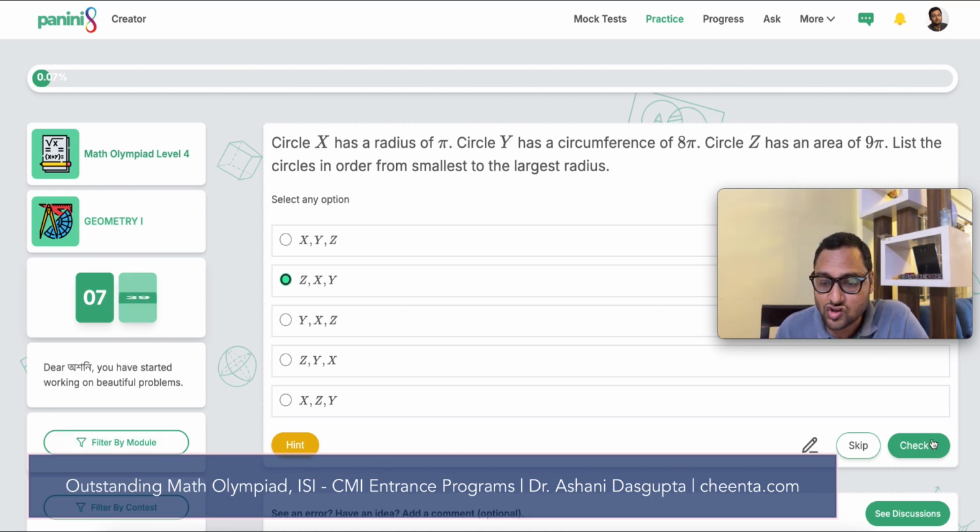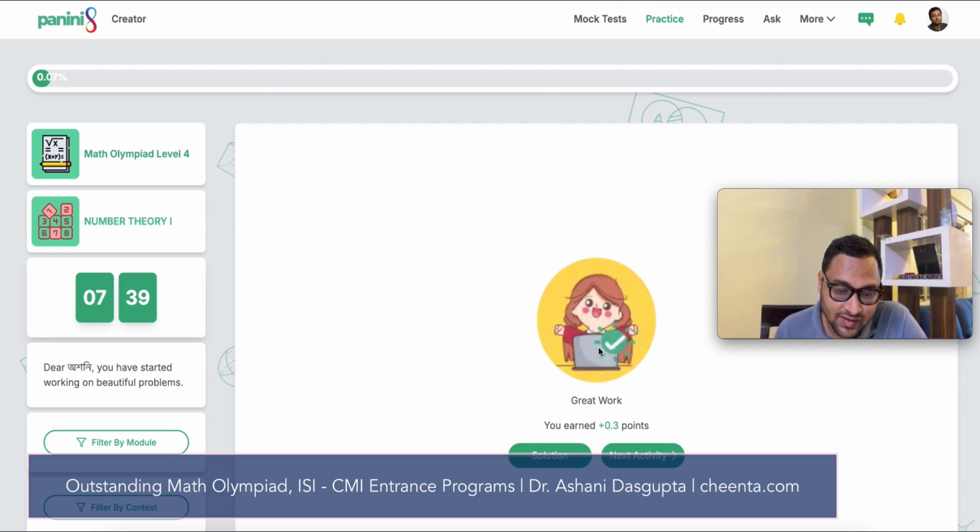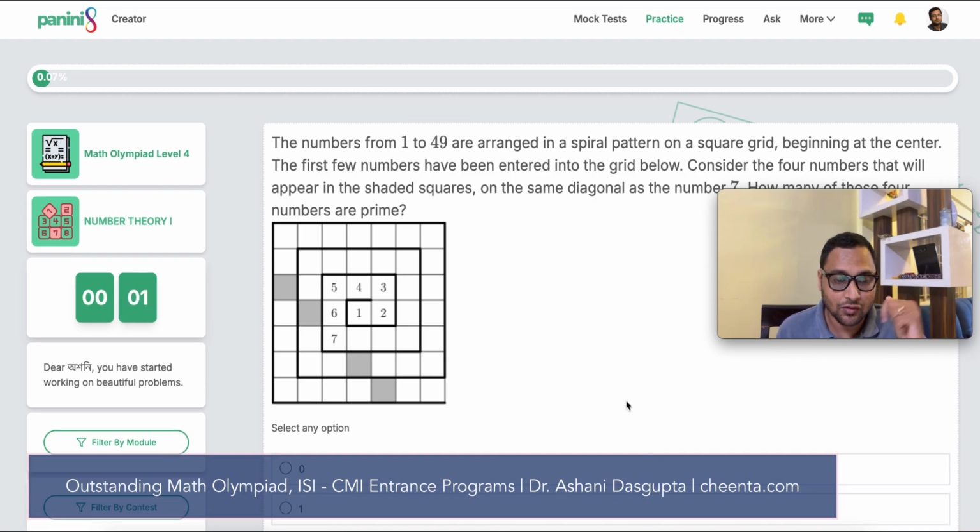So let's click on check. Yeah, the answer is correct. It gives me some amount of points as well. These points are calculated in a certain way, so it will add to your progress card. I'll show you the progress card. I can see the solution here, or I could go to the next activity. So I'll just go to the next activity.